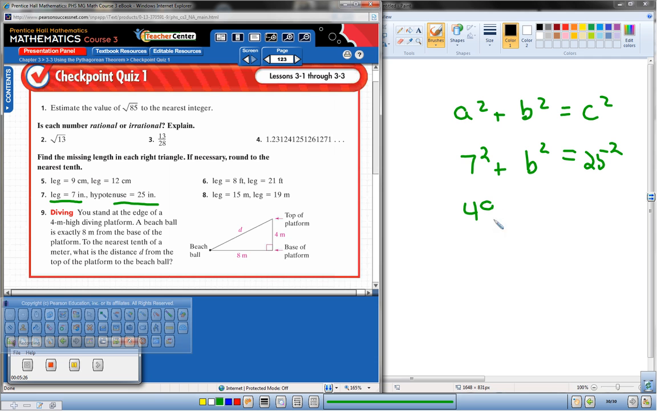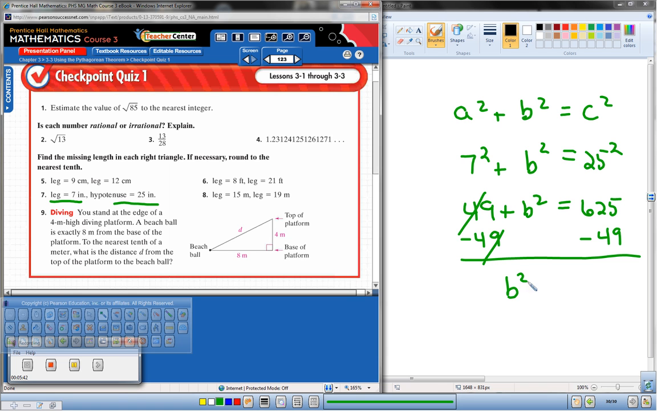So 49 plus b squared equals 25 squared, which is 625. I will subtract 49 because my job here is to get b by itself. That leaves me with b squared equaling 625 minus 49, I believe is 576. And then undoing the squaring by taking the square root, the missing leg b is the square root of 576, which I believe is 24.